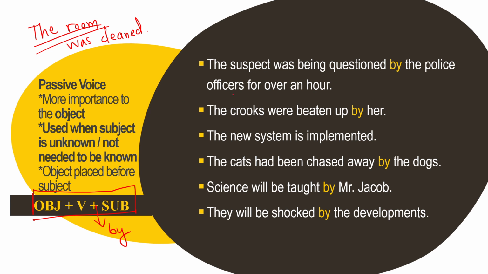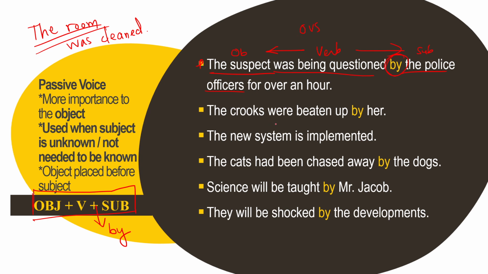The suspect was being questioned by the police officers for over an hour. Was being questioned is the verb here. Who is being questioned, who is receiving the questioning? The suspect. So that's the object before verb, passive. Who is doing the questioning? The police officers, subject. So you can see it's in the form of object verb subject, and separated with the word by.